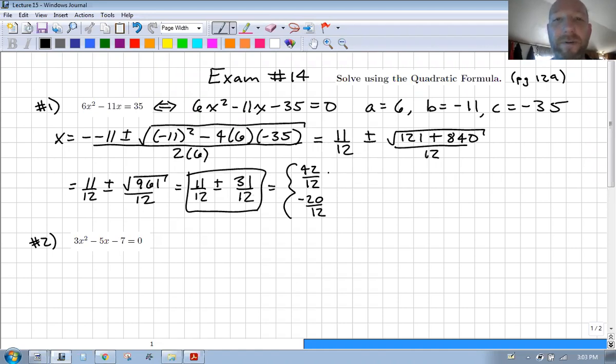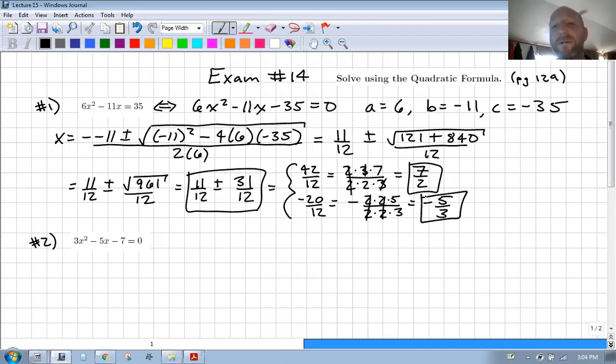And both of these can be reduced. Let's see, 42 is 2 times 21. 21 is 3 times 7. 12 is 2 times 6, and 6 is 2 times 3. So we can cancel that, and we can cancel that, and we get 7 halves. Down here we have negative, let's see, 20 is 2 times 10, and 10 is 2 times 5. 12 is 2 times 6, which is 2 times 3. So we get a negative 5 thirds. So 7 halves and negative 5 thirds. Any questions about this one?